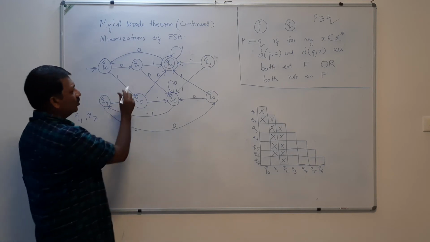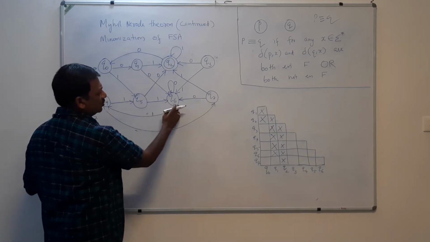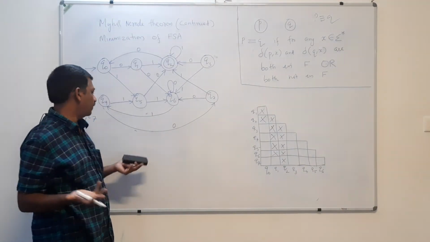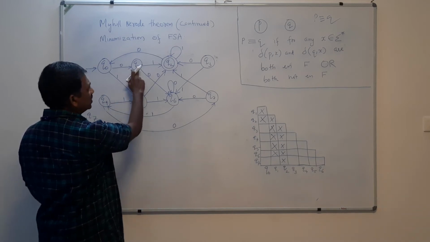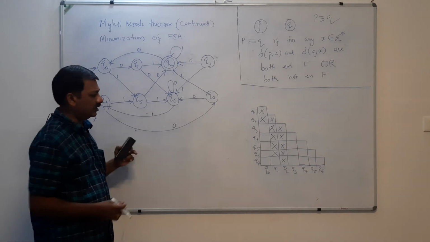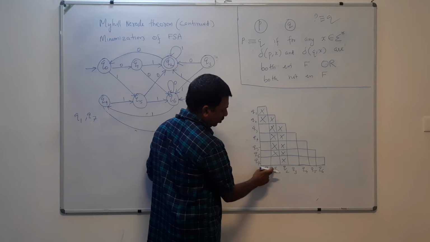For that, you are applying 0. Q1 on 0 is Q6, Q7 on 0 is Q6. That means Q6, Q6. We are not able to distinguish those two. Now you are applying 1. Then Q1 on 1 is Q2, and Q7 on 1 is also Q2. That means we are not in a position to distinguish between Q1 and Q7.